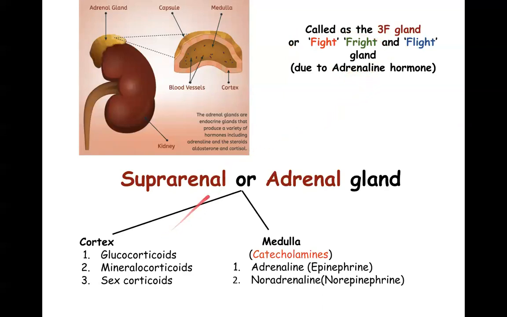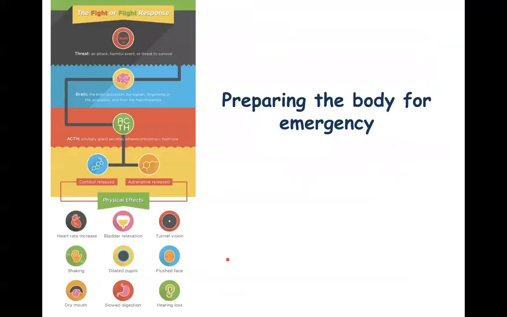The cortex part of the adrenal gland produces glucocorticoids, mineralocorticoids, and sex corticoids. Sex corticoids are also called adrenal androgens. The medulla part produces hormones called adrenaline and noradrenaline. Adrenaline is also called epinephrine. Collectively, both of them are called catecholamines. So the adrenal or suprarenal gland pours its secretion in the blood and prepares your body basically for emergency.